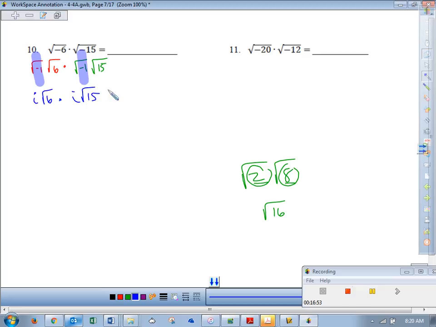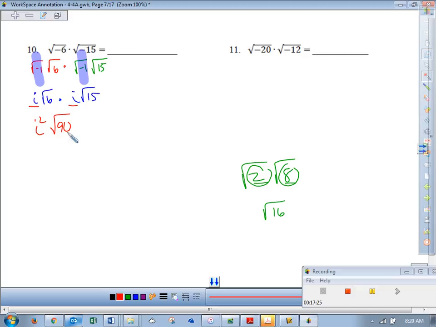So far, so good. I would see if these radicals by themselves can simplify before I go any further. Can the square root of 6 simplify? Can the square root of 15 simplify? No. So it's time to multiply these together now. I take my i's times i's. What's i times i? i squared. And radical 6 times radical 15. Just punch in 6 times 15 real quick. Now that they're positive square roots, you can do that. 6 times 15 would be 90, square root of 90. Is that correct? Cool.